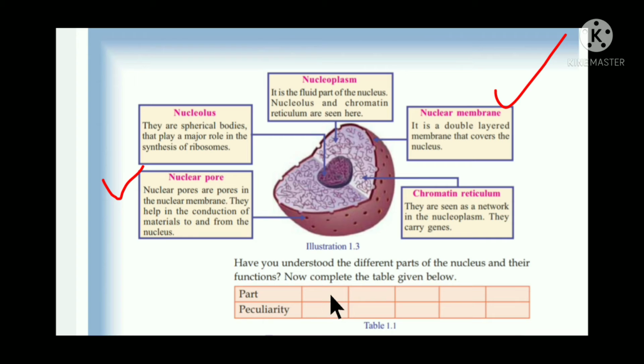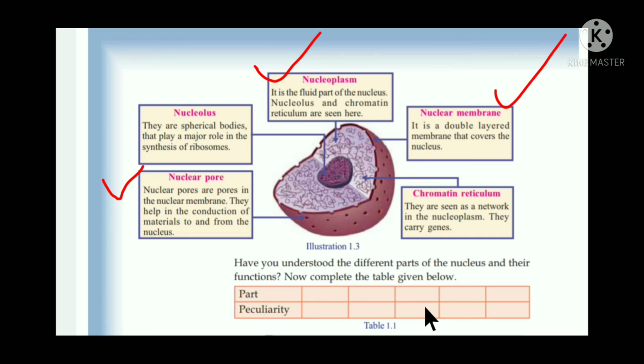Next, we are moving to the inner side of the nucleus. You can see a fluid there now. What's the fluid of a nucleus? Nucleoplasm, isn't it? It is nucleoplasm. It is the fluid part of the nucleus. Nucleolus and chromatin reticulum are seen here. Okay, so which is the third part? Nucleoplasm. What's the peculiarity?